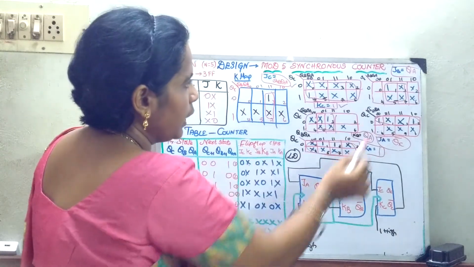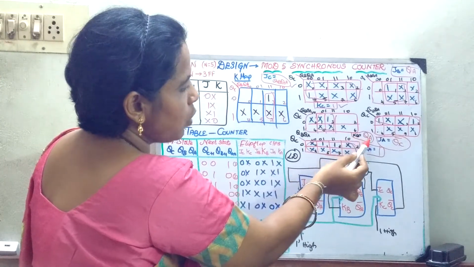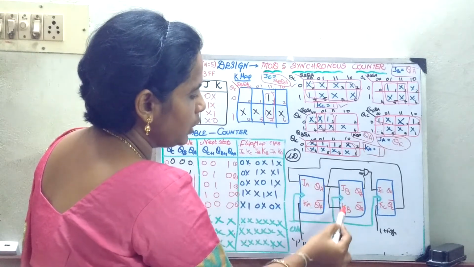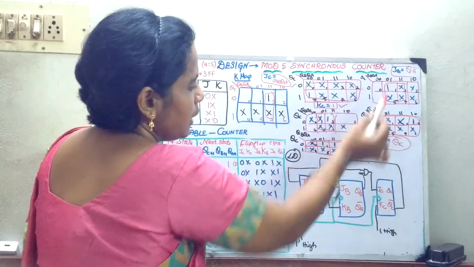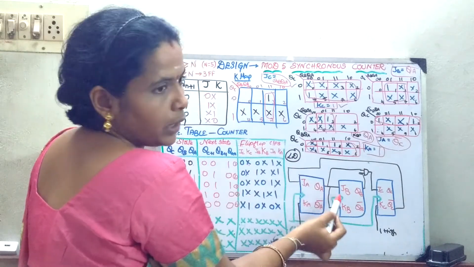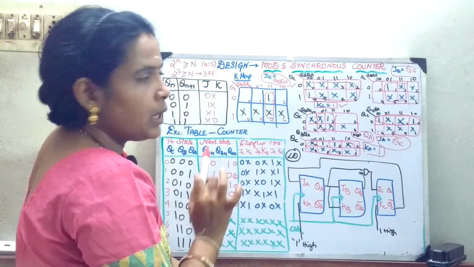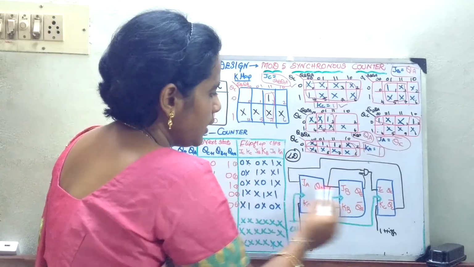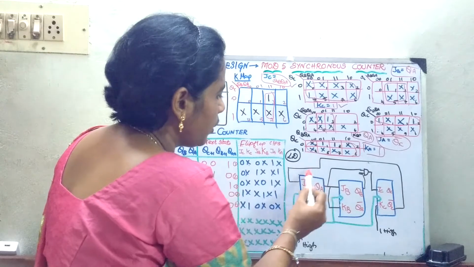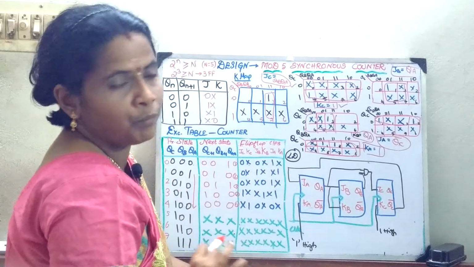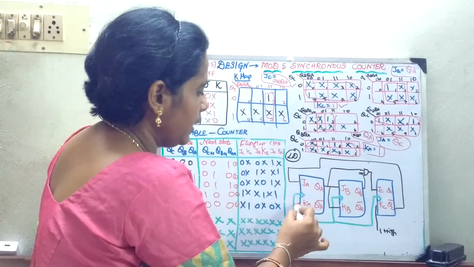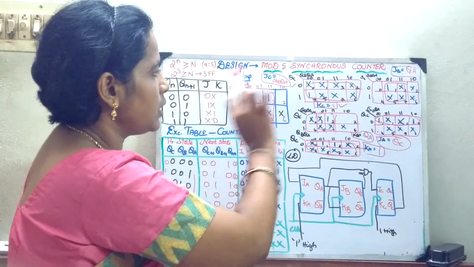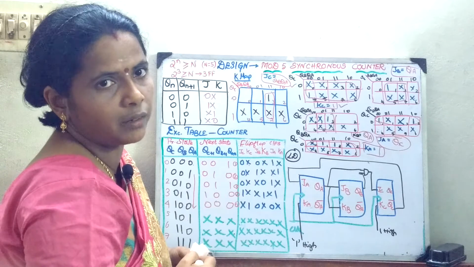JB is QA. What is your KB? KB is also QA. So I am taking QA and tapping and giving it, because both the values are the same. So your JB is QA, KB is QA. Just tap it and give. The next thing is, what is your JA? QC bar. So your JA is QC bar. Tap a point from here and give it here. That's all. Now what is your KA? KA is 1. Again you give a high signal. So this finishes the design of your mod 5 synchronous counter.